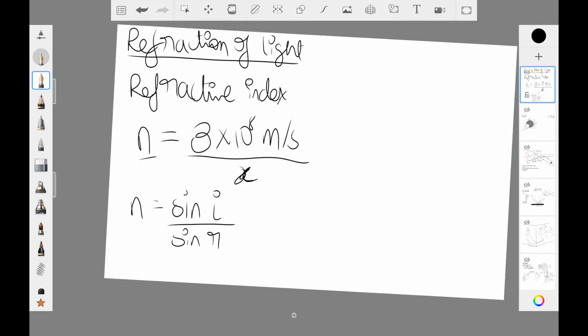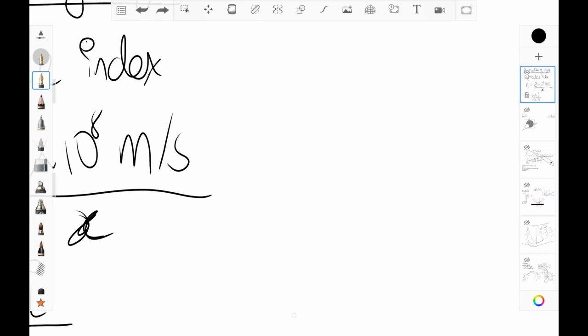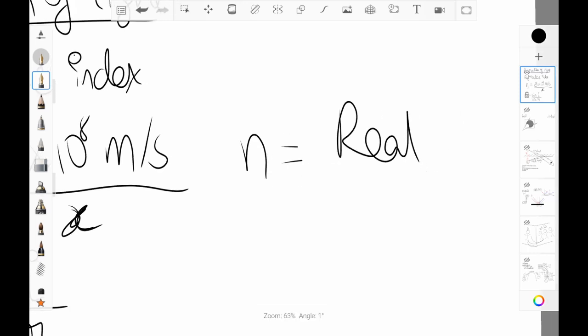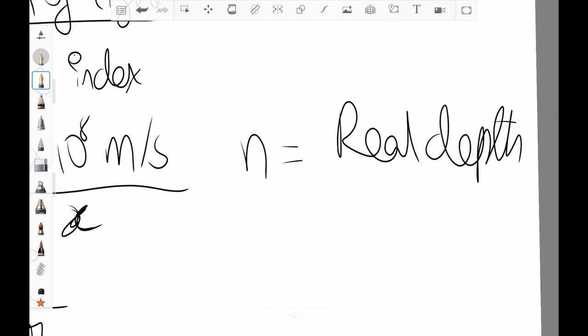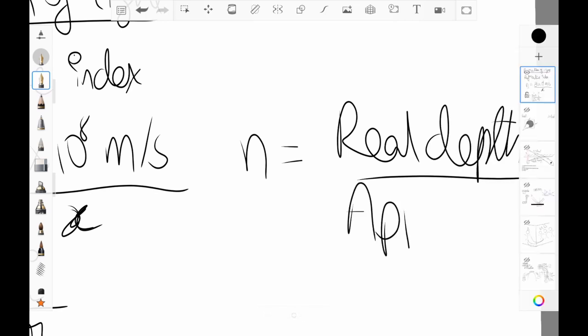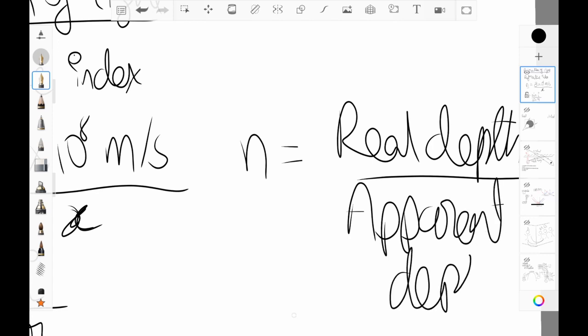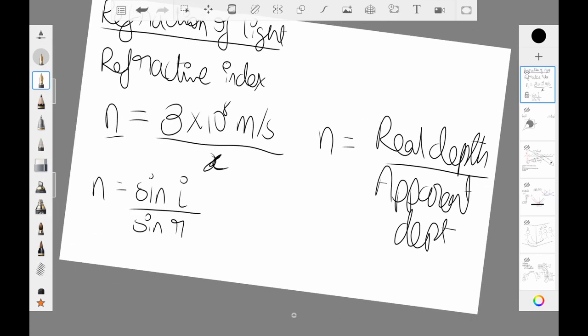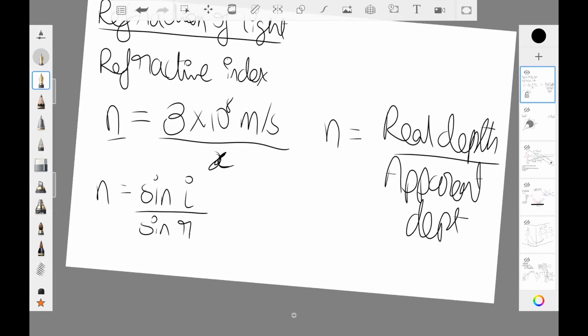And remember how we discussed apparent and real depth? You won't see questions involving those in calculations all that often, but I will give you another formula for refractive index where n is equal to real depth over the apparent depth. So these are three formulas for refractive index that are very important. The formulas themselves are the most important things that you need to take away, and the second most important thing is that they are all equal.